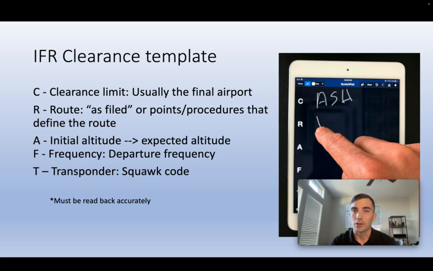Frequency is just your departure frequency, and so you should already know what that's going to be, so you can go ahead and write that before you even know what they're going to say, and then just put a little check mark if what they say is the actual frequency you put down. And then lastly, the transponder, so your squawk code, and we should all be familiar with that from our VFR flight following. And then again, you must read back this information accurately, and they're going to give it to you in this order, and so you're going to read it back in this order as well. And so the CRAFT clearance template really helps you organize that readback.